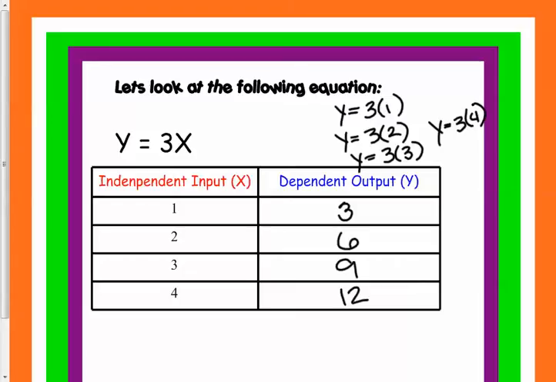So I like to think of this as something like a vending machine. Like if I plug in 1, output is a 3, okay? So if I go up to a vending machine and I hit button 1, out comes 3 Skittles, or I hit button 2 and out comes 6 Skittles, okay, or whatever you want to say here. So each input gives you an output.